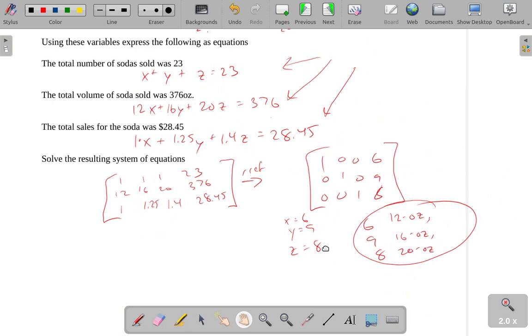This is how we're going to be doing several of these word problems. So if you didn't understand any of these steps, go back and rewatch it or ask questions.